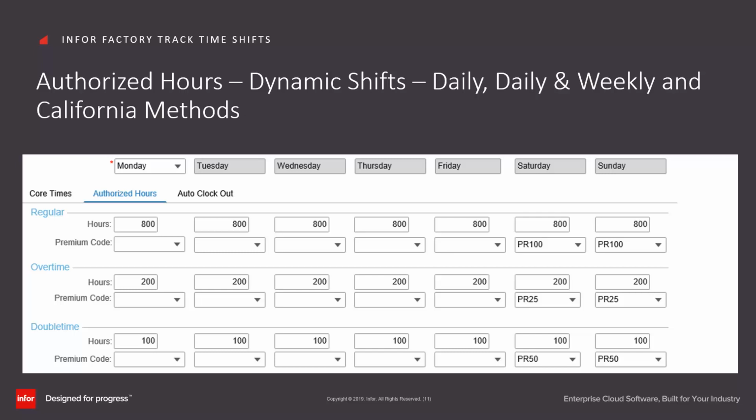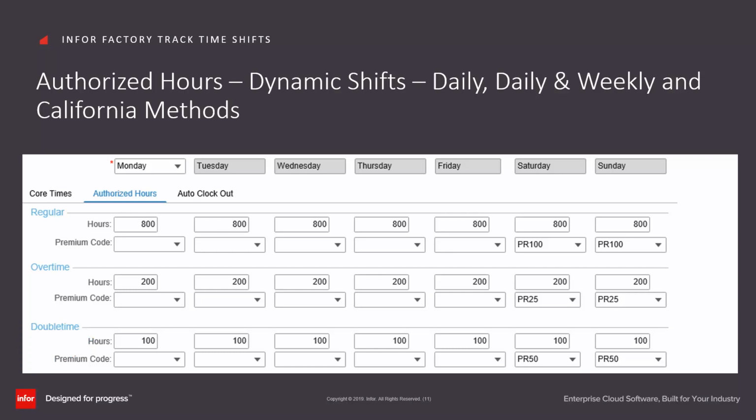For daily and weekly, and California overtime methods, using a dynamic shift type, the numbers in the hours fields represent the daily overtime thresholds. So 800 in the hours field of the regular section means the first 8 hours on the shift day will categorize as regular time. Anything in excess of 8 hours will categorize as overtime or double time. 200 in the overtime section means that for the first 2 hours after the overtime threshold, the hours will categorize as overtime. 100 in the double time section means that for the first hour after the double time threshold is met, the hours will categorize as double time.